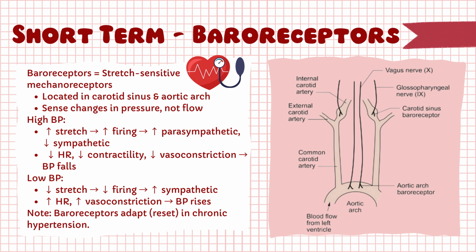Decreased BP leads to less stretch and decreased firing. As a result, the sympathetic system kicks in. This increases heart rate, vasoconstriction, and cardiac output. Hence, BP increases. This is a fast, moment-to-moment regulator, especially important during posture changes. But with chronic hypertension, baroreceptors reset, making them less effective.